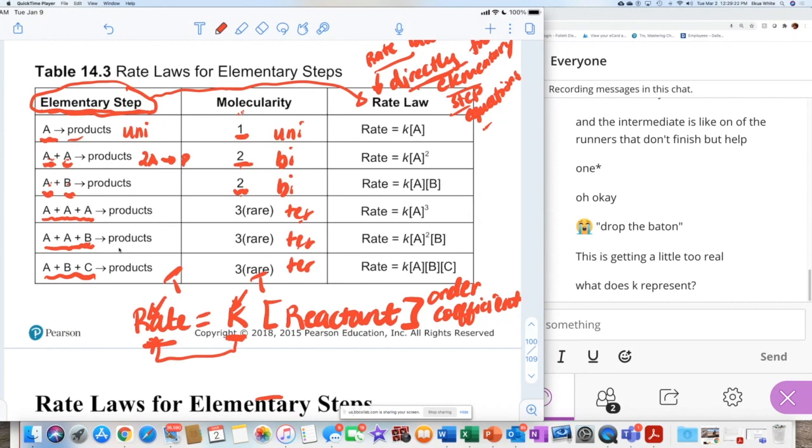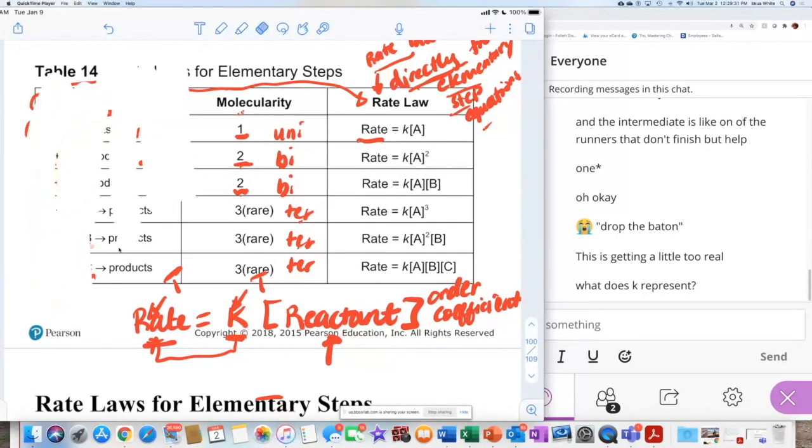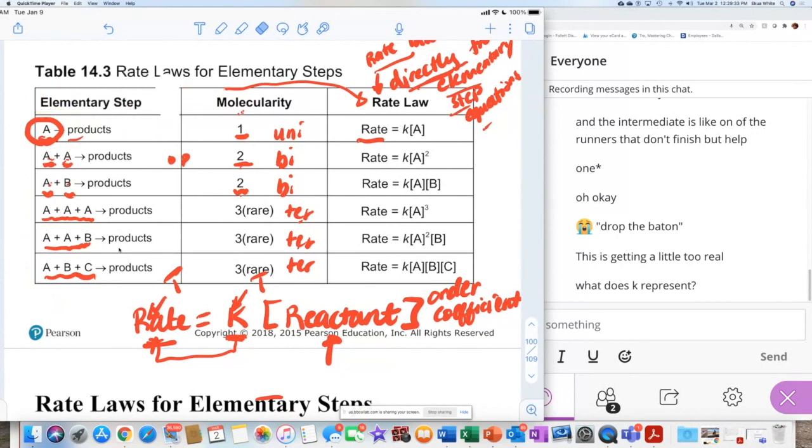So for this part here, you write the word rate. Where it says reactants, put the reactant they have here. So I'm going to erase it so we can see how this works out, because this part is important.